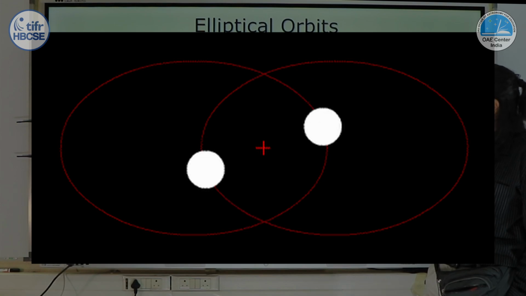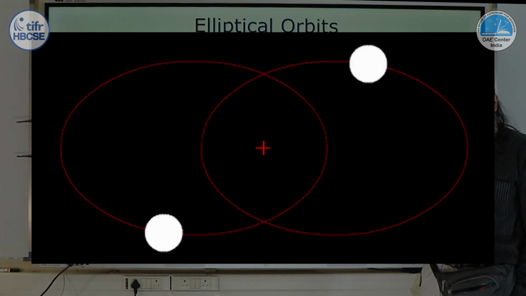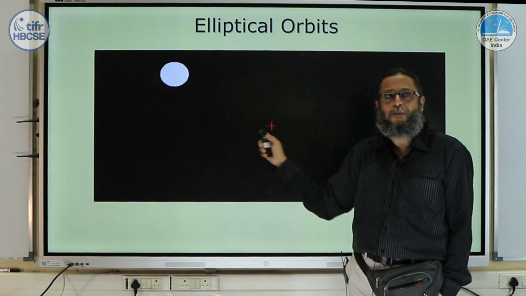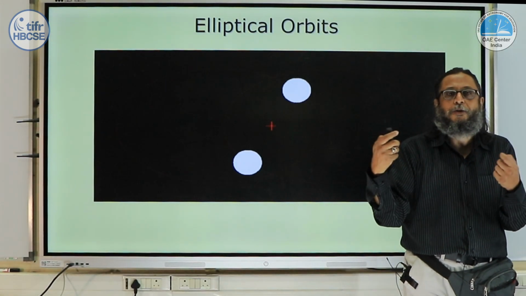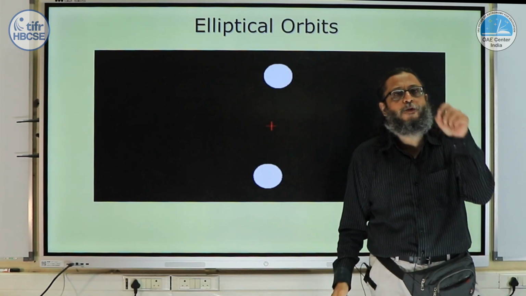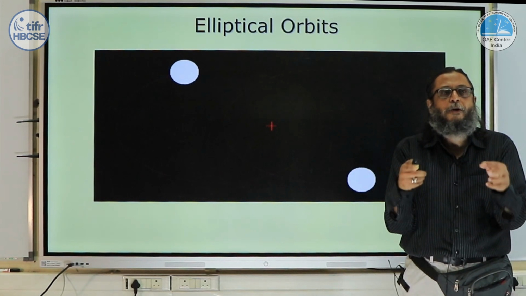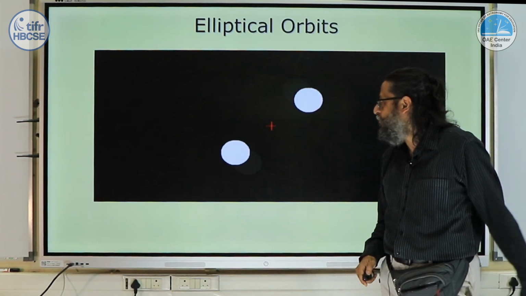Of course, what happens when you have different masses, which I am not showing here, is that the ellipse will change. But they will always be diametrically opposite to each other. And this point of center of mass will always be the focus of the two ellipses. So that is how you can draw the two ellipses.